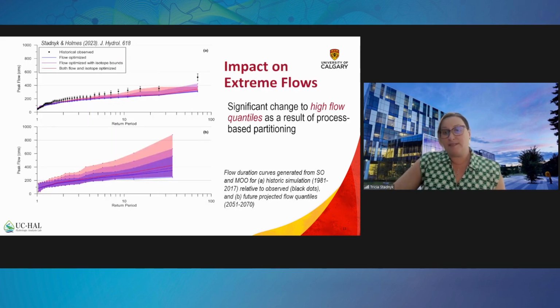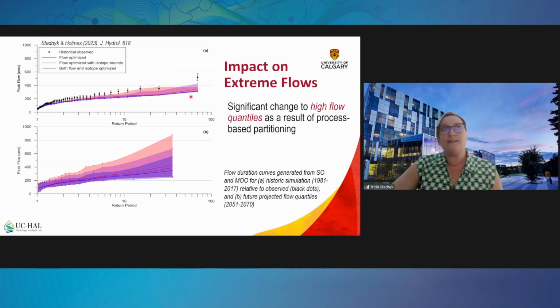And though there may not be significant differences in total streamflow prediction in the short term, this top graph here is showing the peak flow estimation relative to the observed, which is the black dots, with the error bars representing the uncertainty in the observed record.